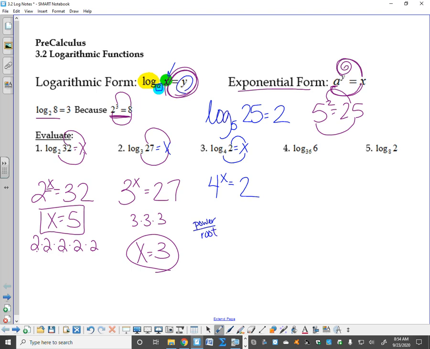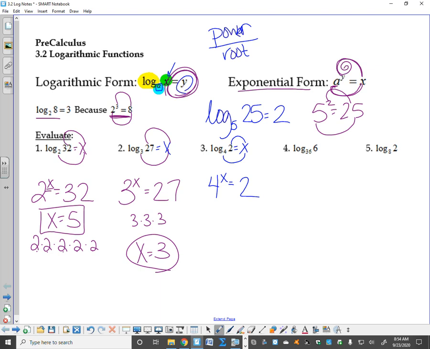remember you can write roots as powers. So like if I had the square root of 25, I could write that as 25 to the 1/2. Power's a 1, root's a 2. If I had the cube root of 6, I could write that as 6 to the 1/3. That just means I want to cube root it, okay? So powers that are fractions are roots. So power over root.